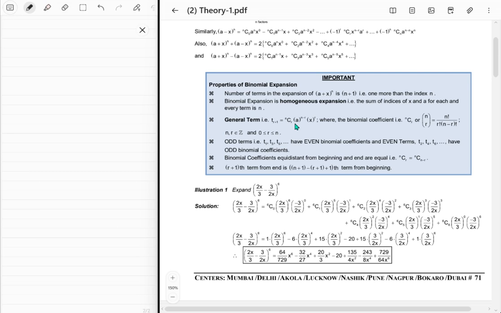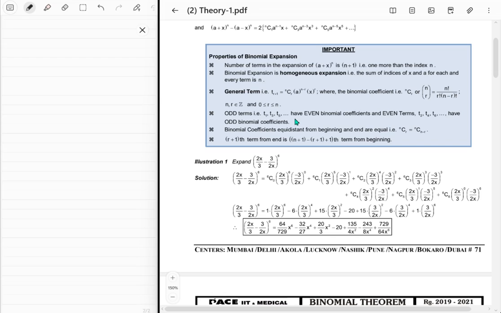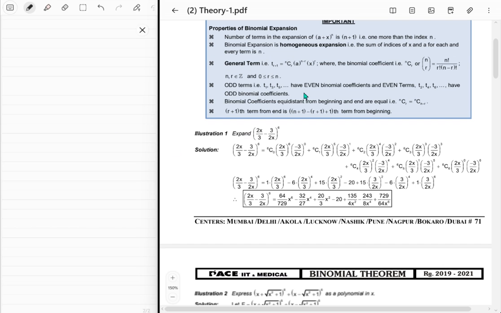I hate dimensional analysis in maths because it's unnecessary. But sometimes it gives more clarity. But anyway, in physics, it's very much appreciated. Okay, so homogeneous expression, got it. General term, we have been summing that all of this time.